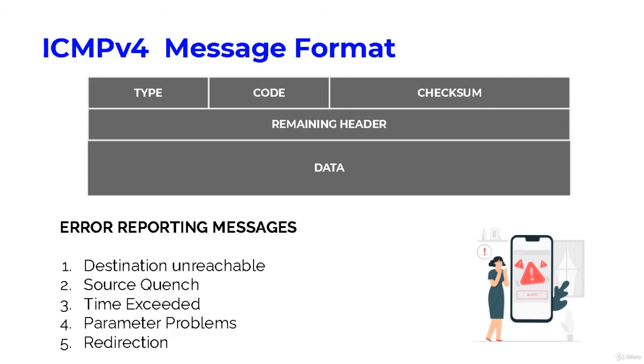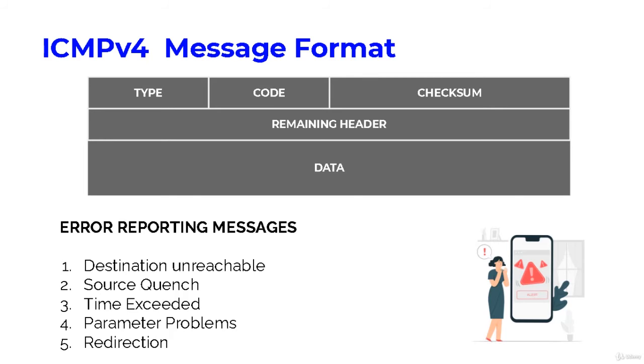Now you may ask a question, what are error reporting messages? If a utility is using ICMP and if the destination is unreachable, then it reports back with an ICMP reply message that the destination is unreachable. Source quench, time exceeded, parameter problems, and redirection are a few examples of error reporting messages. Basically, ICMP is like a control box which replies back with error messages.